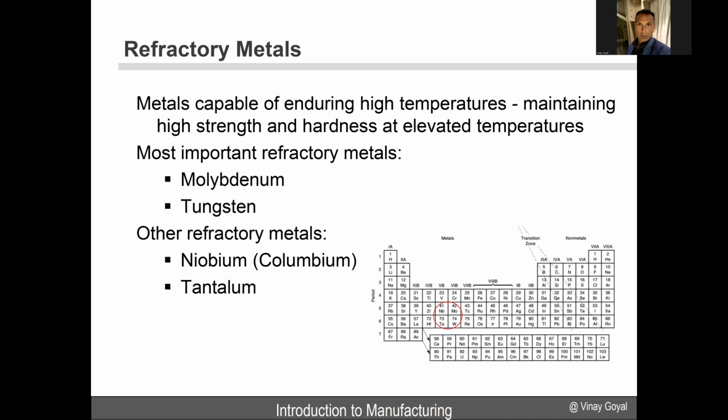You then have other materials called refractory metals. These metals are capable of enduring very high temperatures. Some of them are molybdenum and tungsten. Other ones you may see are niobium and tantalum. These materials are used quite a bit in rocket applications and many other applications where heat may be important.